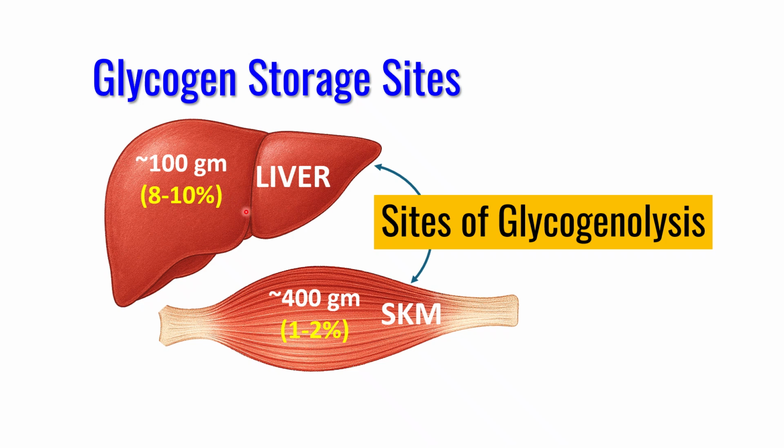hours. Skeletal muscle, on the other hand, stores around 400 grams of glycogen, which is 1 to 2% of its weight. Muscle glycogen, however, is used locally for energy during activity and does not contribute directly to blood glucose because muscle lacks glucose 6-phosphatase enzyme. These organs, liver and skeletal muscle, are also the sites of glycogenolysis.